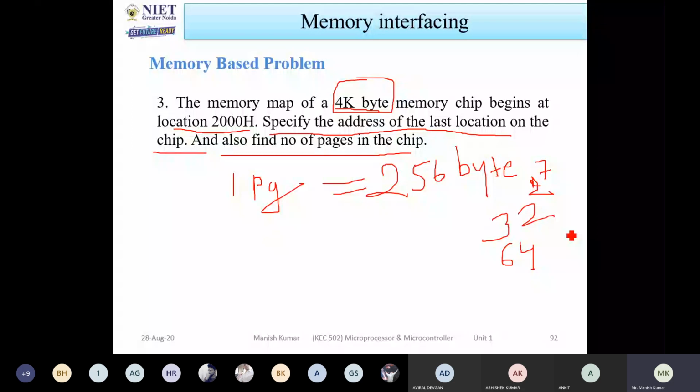Okay, let's discuss. Now I told you one page equals 256 bytes. What is the memory size? 4 kilobytes. So with 4 kilobytes, you have to find the number of pages. What you have to do is divide by this. What is the problem?